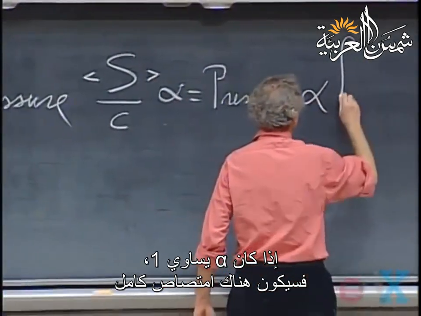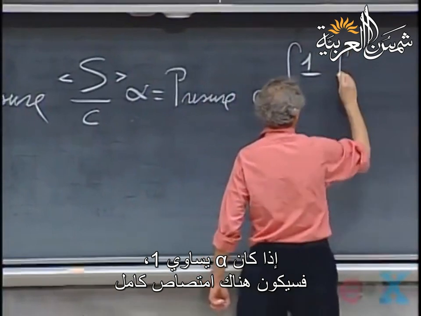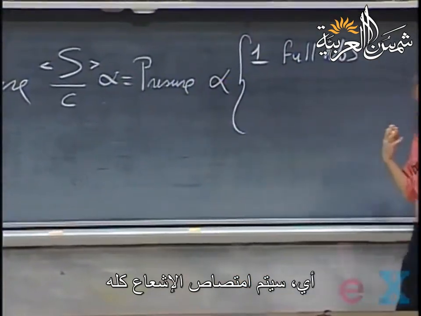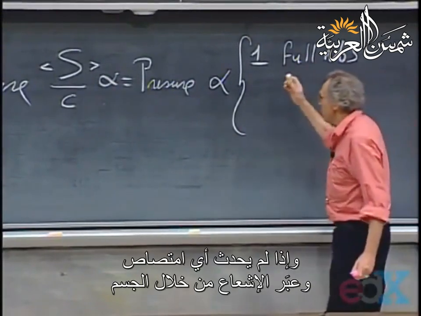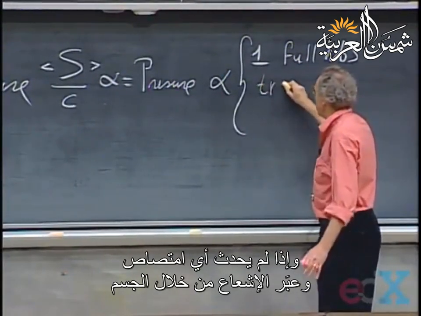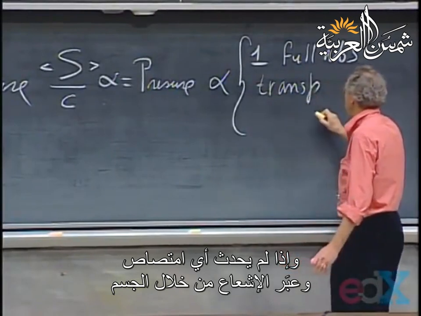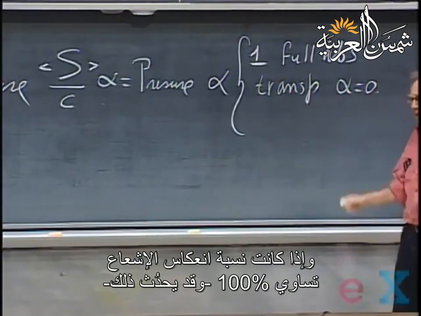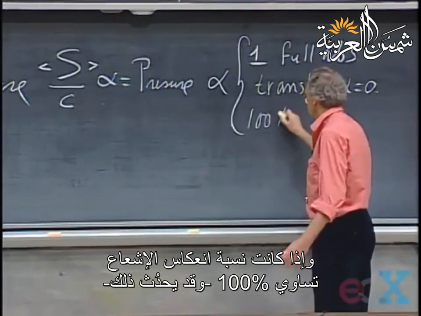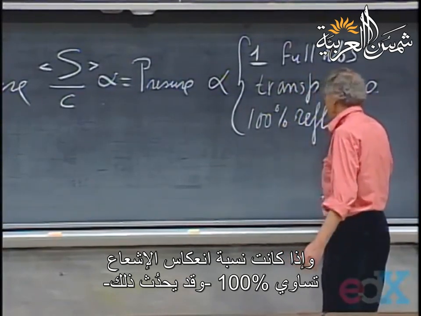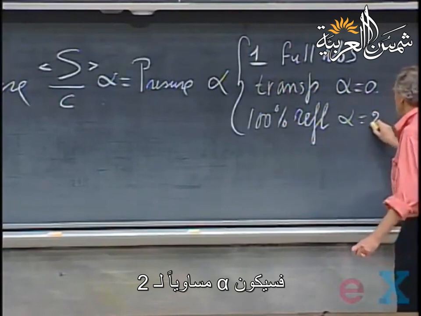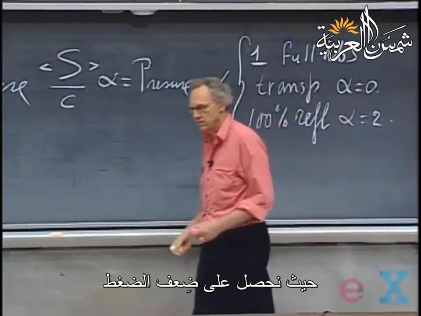If alpha is 1, then I have full absorption. All the radiation is absorbed. If there is no absorption, if it's completely transparent and the radiation goes straight through you, then alpha is 0. But if there is 100% reflection, which can happen, you can reflect radio waves from metals with almost 100% reflection, then alpha is 2. So then you get twice the pressure.